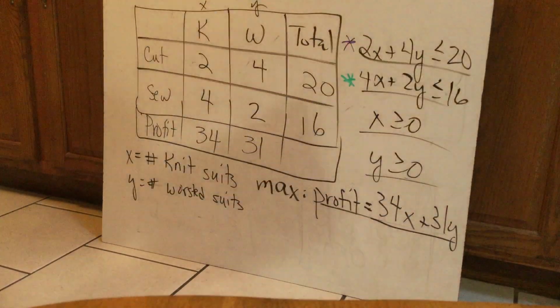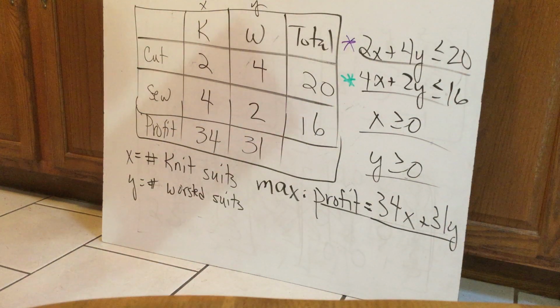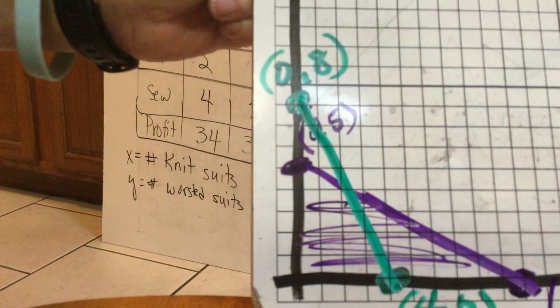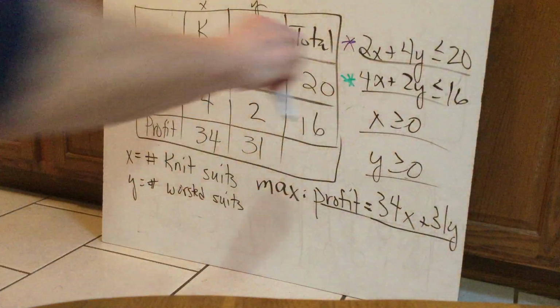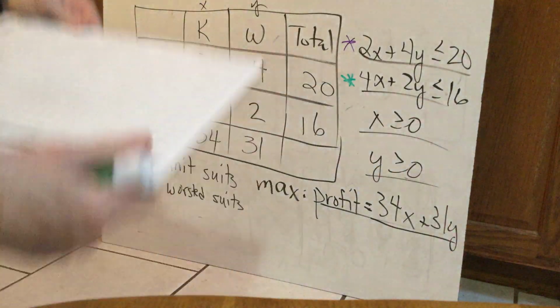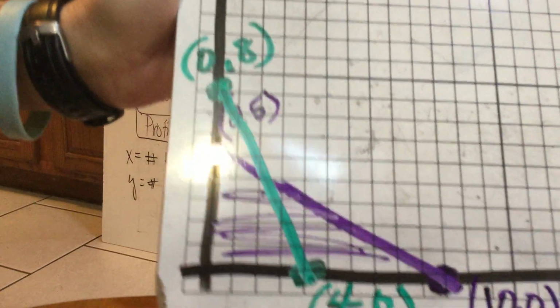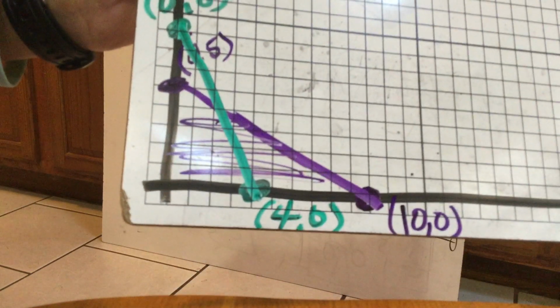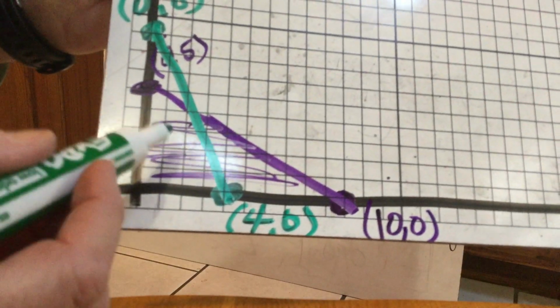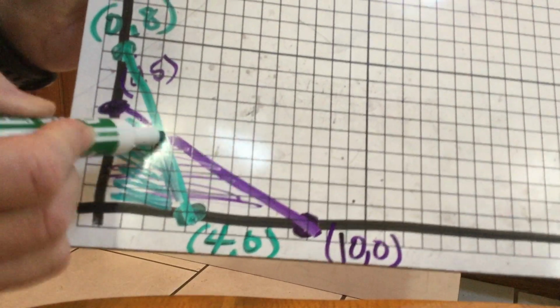Now I'll connect those two dots, the green ones. And again, because it is a less than equation, I'm going to shade underneath. And if I shade underneath the green one, I've already shaded underneath the purple one. Can you see that I'm going to get this little shape right here?